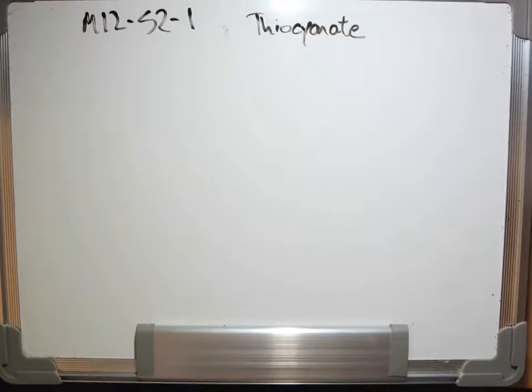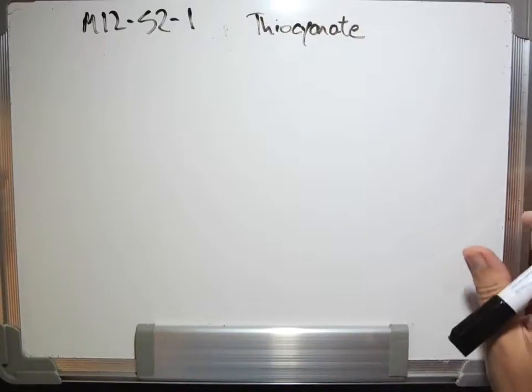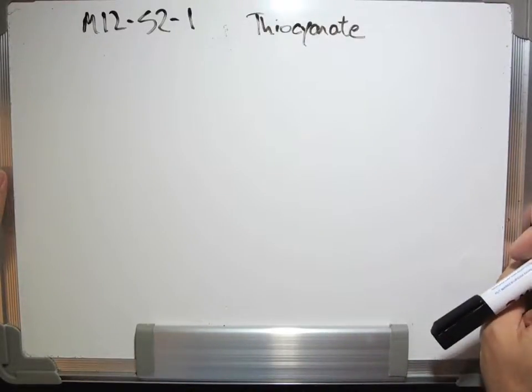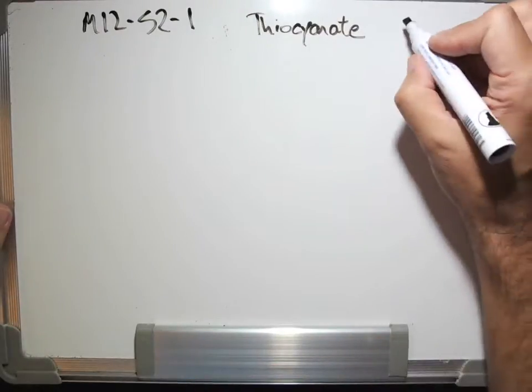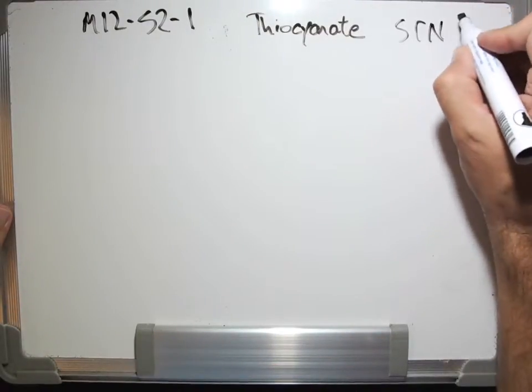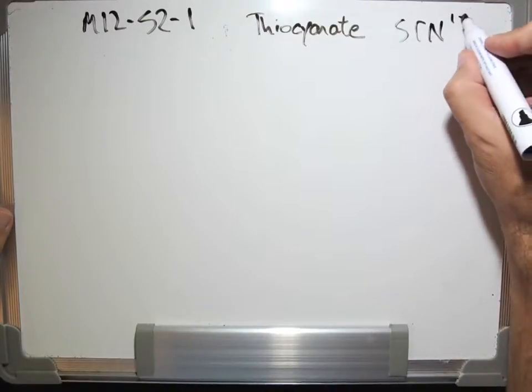Module 12, problem set 2. Here in question 1, we're asked to come up with 3 contributors to the resonance hybrid for thiocyanate. You have to recall what thiocyanate is. This is SCN, carries a -1 charge.